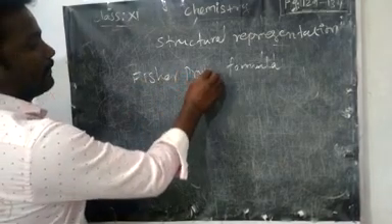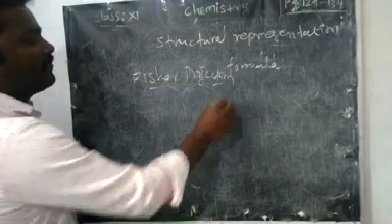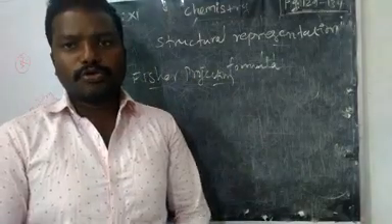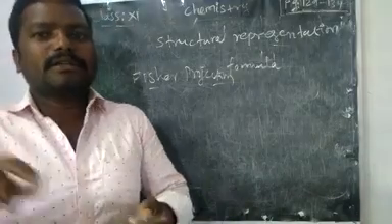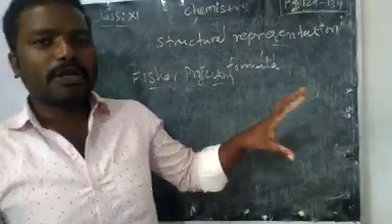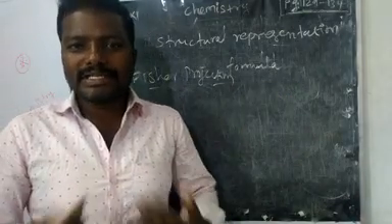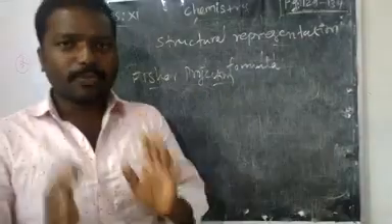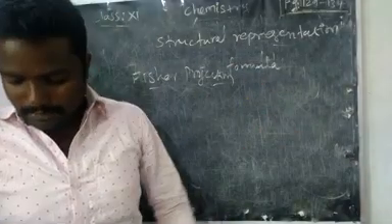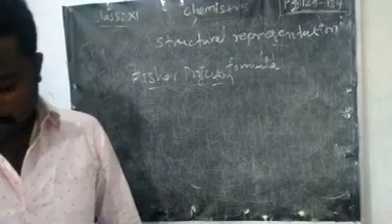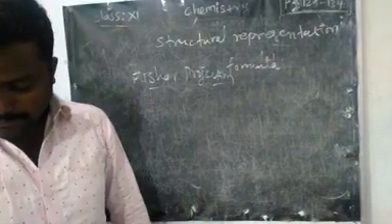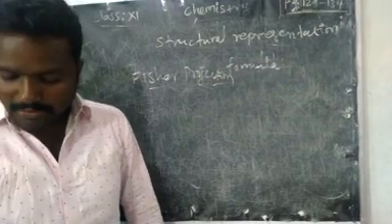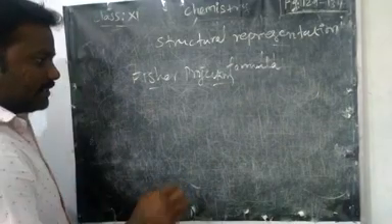Fischer projection. What do we mean by Fischer projection formula? We are going to write a big compound. All compounds we cannot write with these bonds, solid wedges and dotted lines. So we need some other representation. That is nothing but the Fischer projection formula. In this Fischer projection formula, all the horizontal lines are in the plane of the paper, and the horizontal substituents point towards the observer. That is also important.